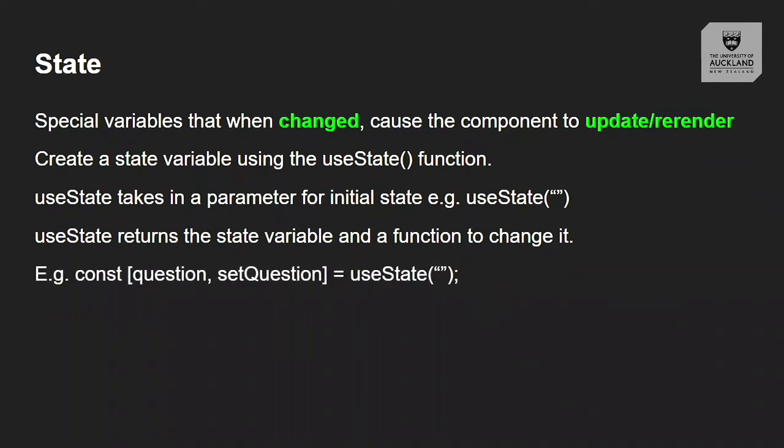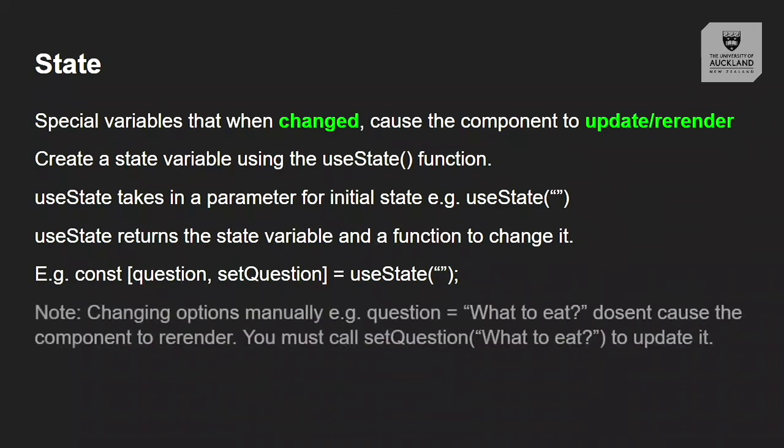Here's an example. If we want to track what the question was that they inputted into that input box, we can do so using a state variable. It returns question and setQuestion. Note the square brackets, we need those. Now it's important that we use this setQuestion function. We can't just simply write question is equal to what to eat. It won't work. You must call setQuestion what to eat.